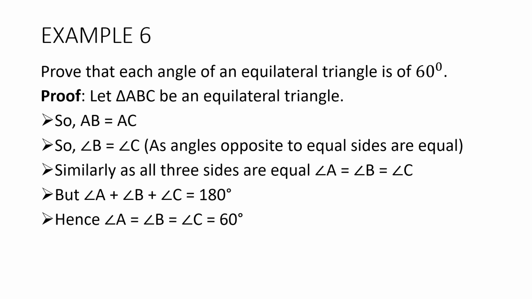Example 6. Prove that each angle of an equilateral triangle is 60 degrees. Suppose triangle ABC is an equilateral triangle. That means all the sides are equal. So AB is equal to AC. But angles opposite to equal sides are equal. So angle B and angle C will be equal. Similarly, since all three sides are equal, angles A, B and C all three will be equal. But the total measure of the three angles of a triangle is 180 degrees. Hence, the measure of angles A, B and C each will be 60 degrees.